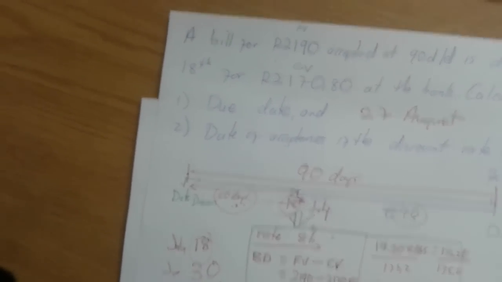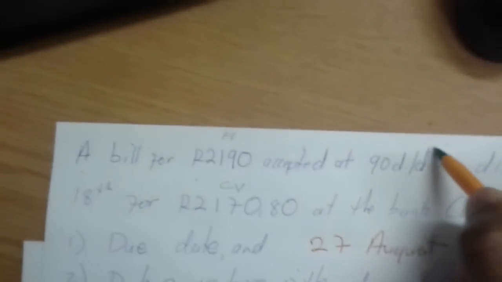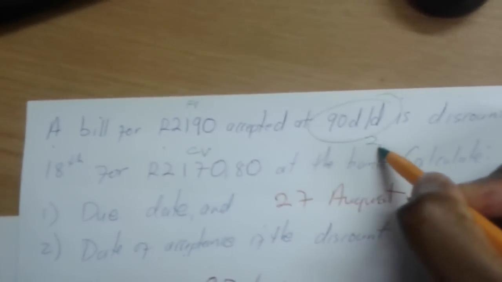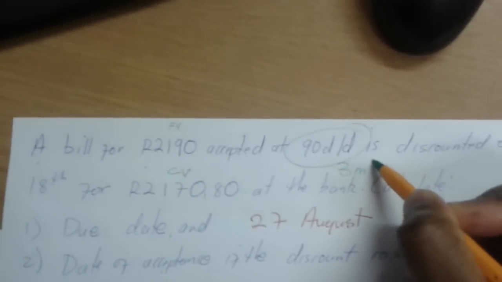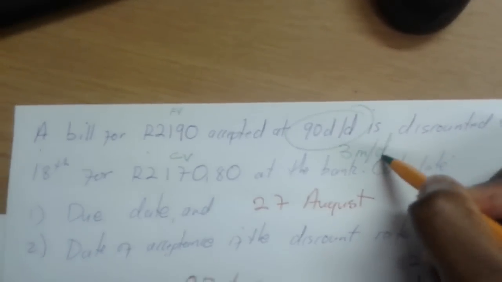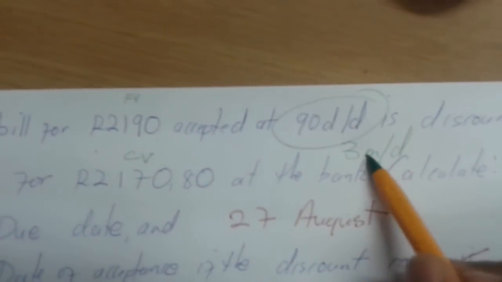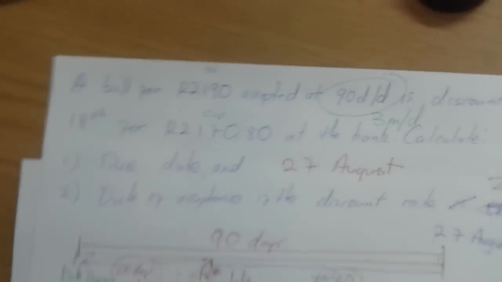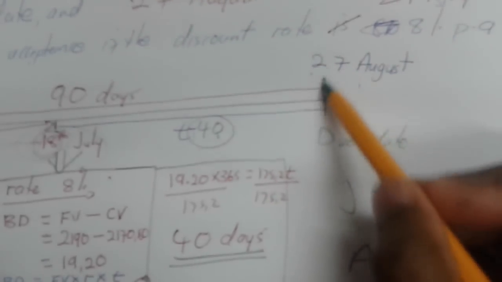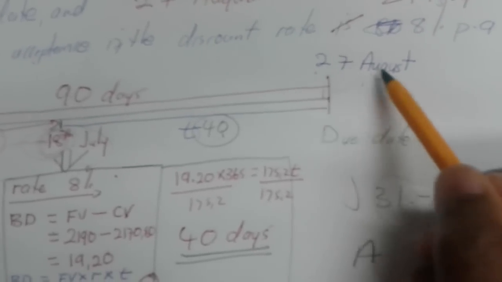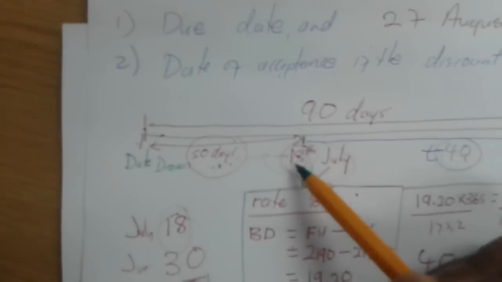Okay, so this is it. That's bills. But now let me give you another version. What if this part was 3MD, 3 months from the date the bill is drawn? Now, once you get your due date here of 27 August, unfortunately, you can't do it this way, whereby we came here and we count backwards.